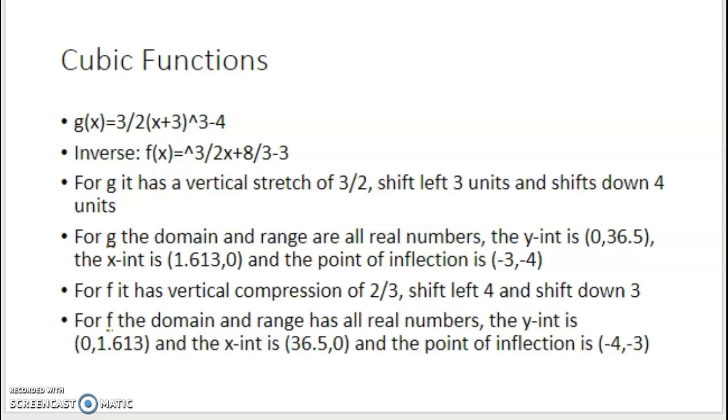For f, it has a vertical compression of 2 over 3. It shifts left 4 units and shifts down 3 units. For f, it's the same as g. It has the domain and range of all real numbers. The y-intercept is (0, 1.613), and the x-intercept is 36.50.